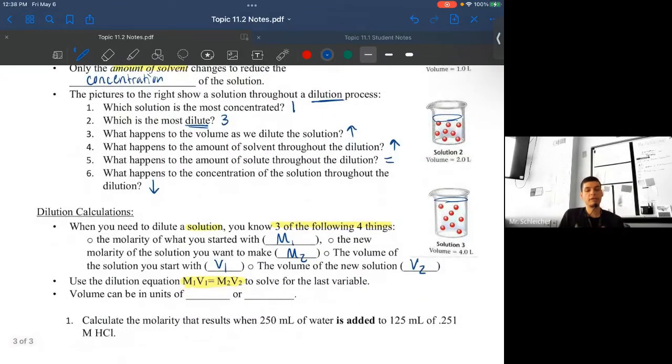Now, the thing about molarity and volume is that it can be whatever unit you want, really, just as long as it's the same before and after. So for instance, volume can be in units of milliliters or liters. Either should be fine. So let's look at a couple example problems here, and then we should be done for now.